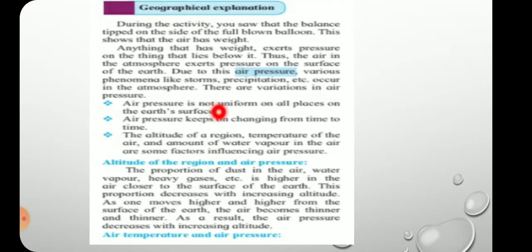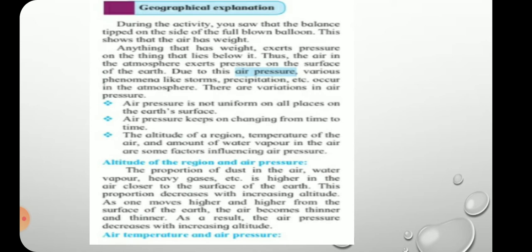Air pressure is non-uniform on all places on the Earth's surface. Air pressure keeps on changing from time to time. The altitude of a region, temperature of the air, and amount of water vapor in the air are some factors influencing air pressure. Altitude of the region and air pressure.